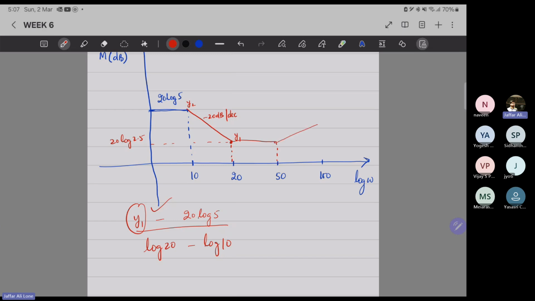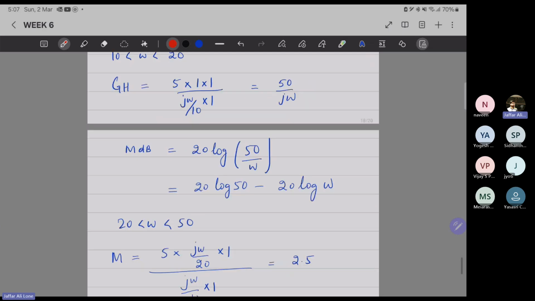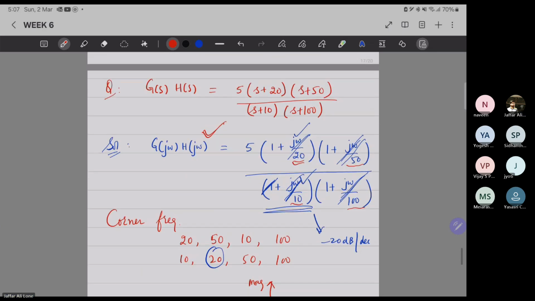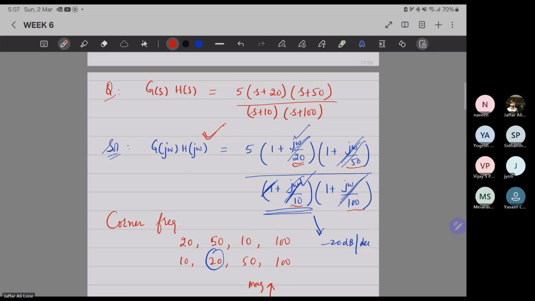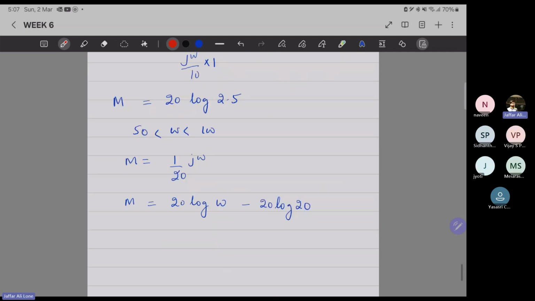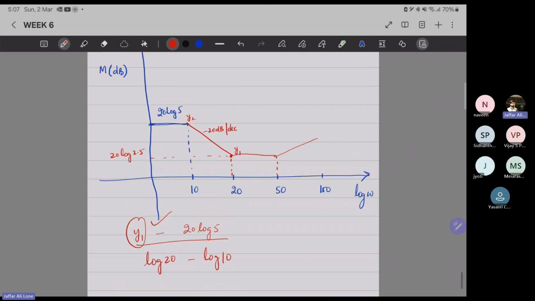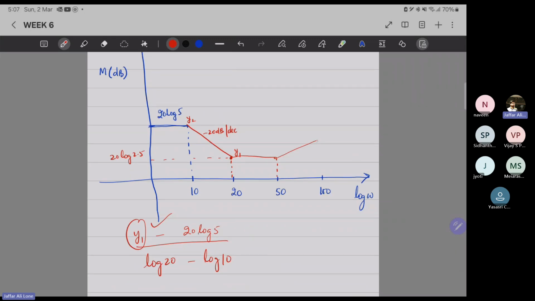Then at 100, you have a, sorry, at 50, you had a 0. At 50, you had a 0. So it will be 20 dB per decade. And at 100, you have a pole, will be then minus this. So your Bode plot will be something like this.